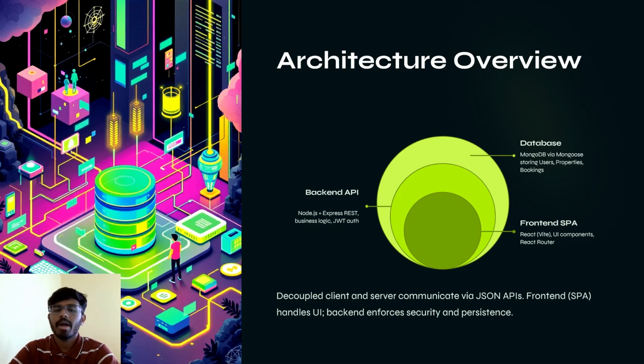In the middle, we have the backend API. This is the brain of the application, built with Node.js and Express. It handles all the logic, enforces security, and connects to the database. At the bottom, we have the database, MongoDB, which stores all the information like users, properties, and bookings. The most important concept is that the front end and back end are completely separate. The only communication is sending JSON data back and forth using API calls. This makes the application scalable and easier to maintain.